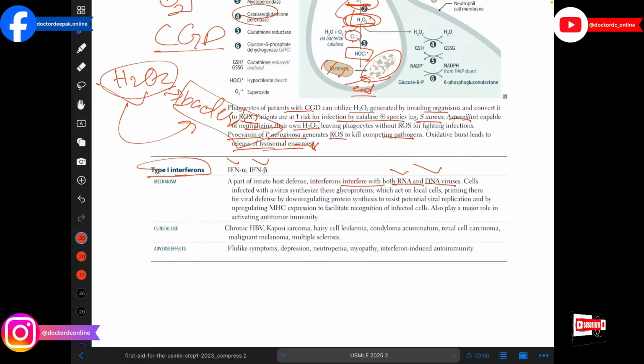So they have alpha and beta, and are part of innate host defense. The interferons interfere with both RNA and DNA of a virus to stop and inhibit their growth. The cells infected with the virus synthesize these glycoproteins, which act on the local cells, priming them for virus defense by downregulating protein synthesis to resist potential viral replication and by upregulating MHC expression to facilitate the recognition of infected cells. They also play a major role in activating antitumor immunity.